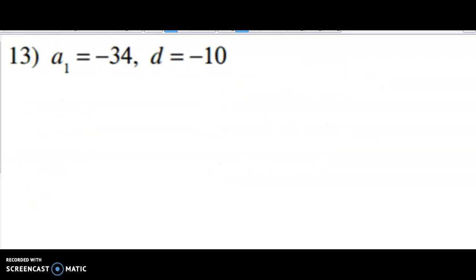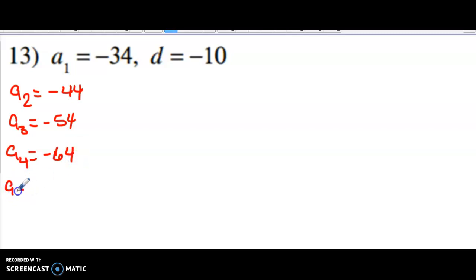For the next one, A sub 1 is negative 34. A sub 2, if I subtract another 10 from it, that's going to be a negative 44. A sub 3 is negative 54. A sub 4 is a negative 64. And A sub 5 is a negative 74.